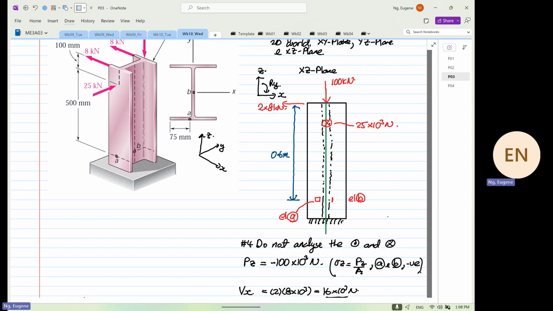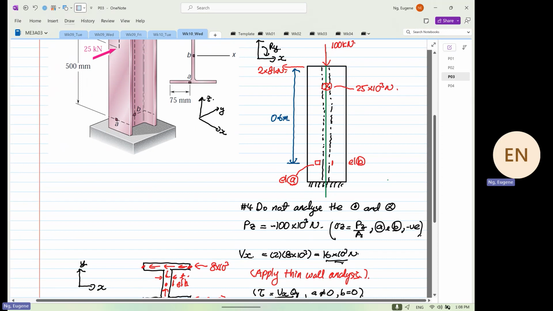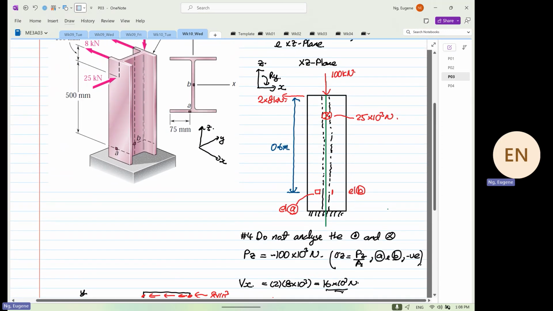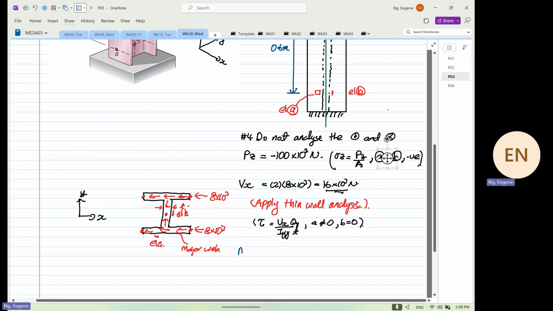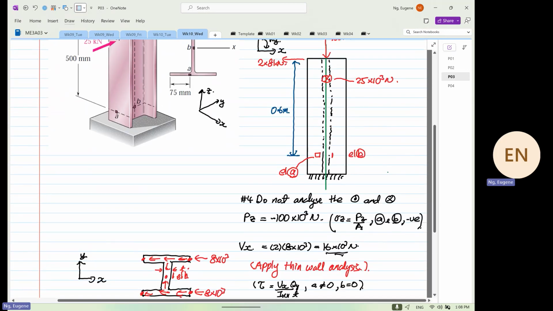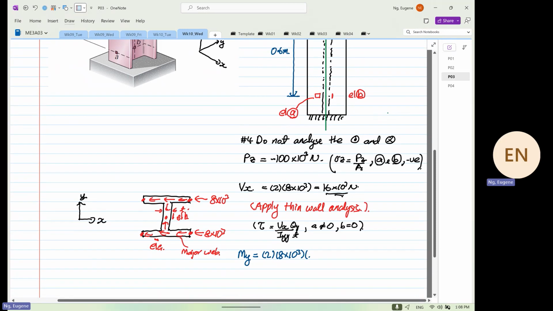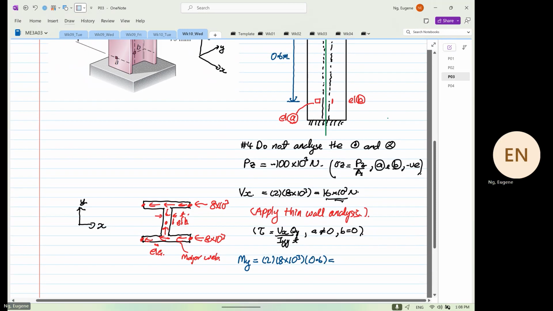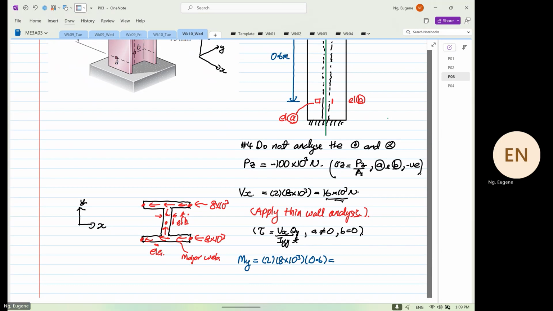So when that's the case, what comes to your mind? There is going to be a moment. Yes or no? So when there's a moment, you calculate what the moment is going to be. The moment is going to be in the y direction. So moment about y will be equal to 2 times 8 times 10 to the power 3, and then the distance is 0.6. So this is equal to 2 times 8 times 10 to the power 3 times 0.6, which is 9,600.